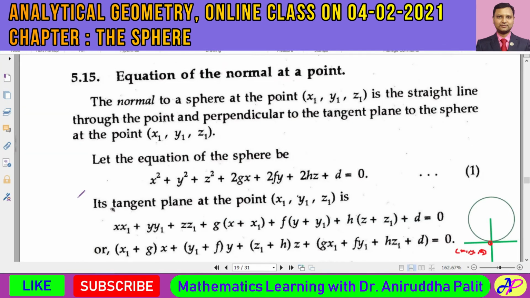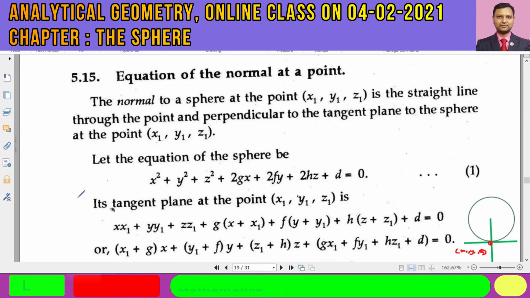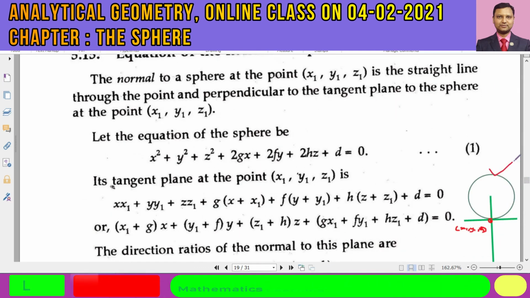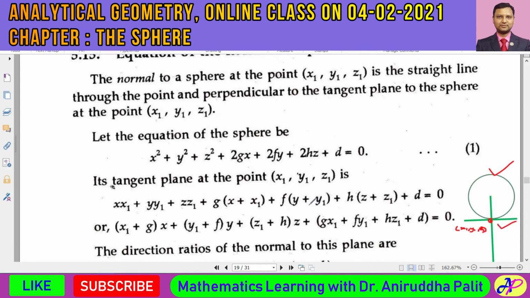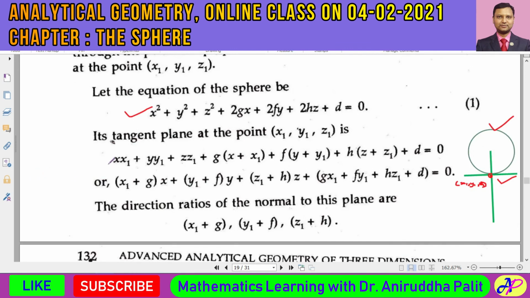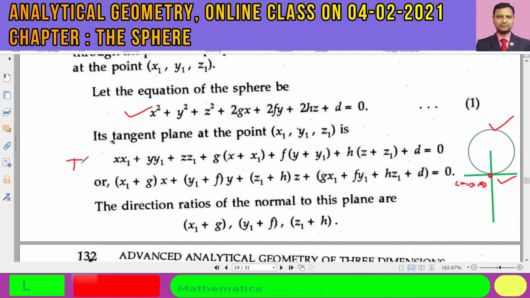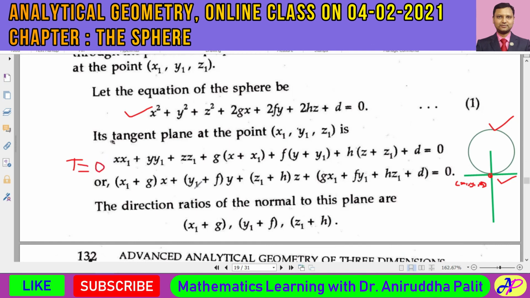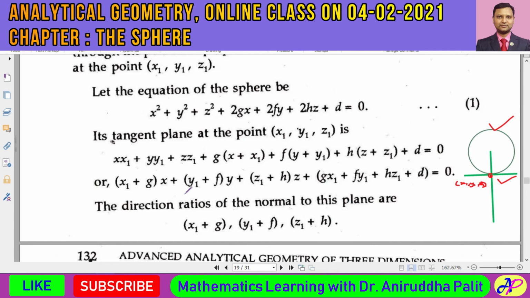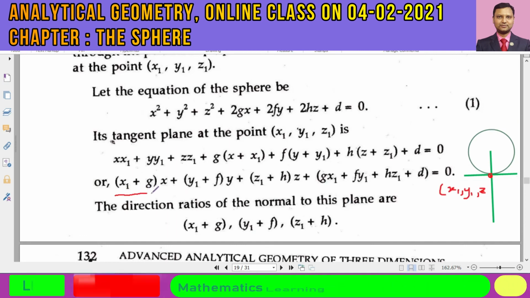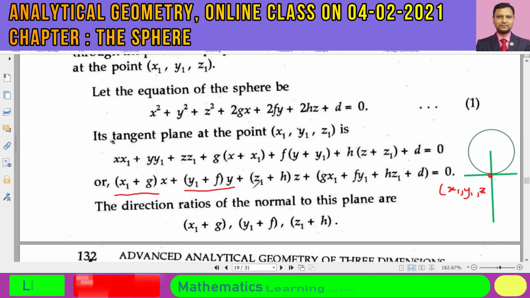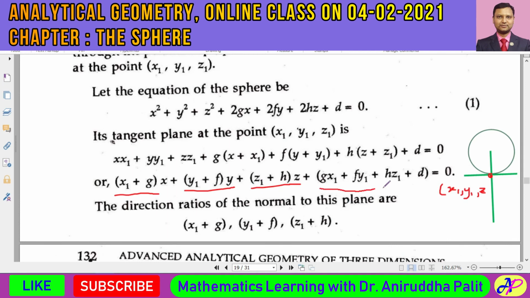Now, how to consider the normal line at a particular point? Suppose this kind of point we consider. This is a sphere, and this is a point. We can consider the equation of the sphere like this. Then the tangent plane can be obtained by the formula T is equal to 0. This is the tangent plane, and it can be written as x1 plus g into x plus y1 plus f into y plus z1 plus h into z plus the remaining constant terms.